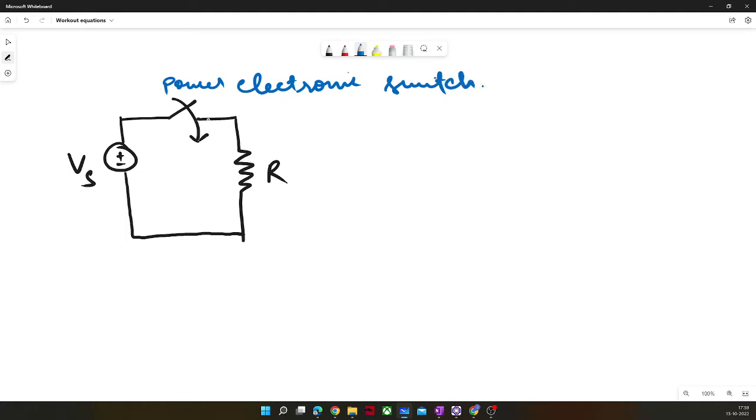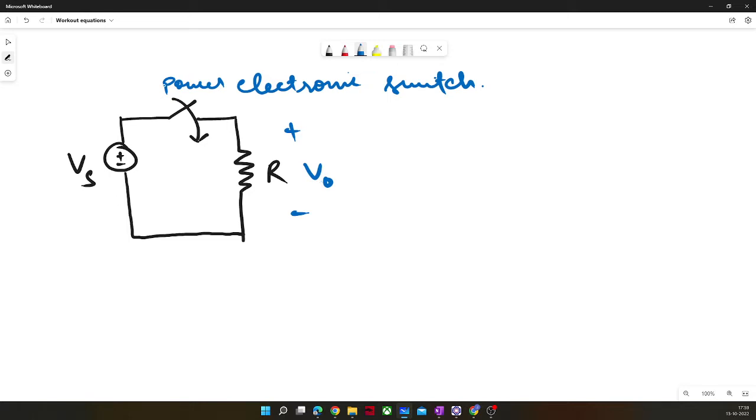So this can be turned on for some time, and this can be turned off for other time in one time period, right? So what would be the nature of the waveform across this resistor, this V note? That we will try to find out.